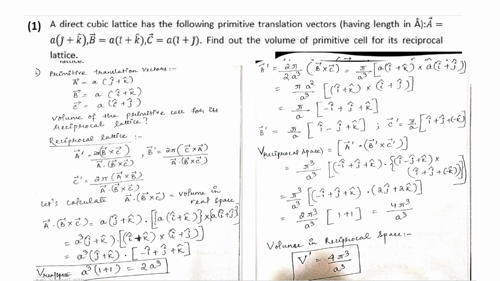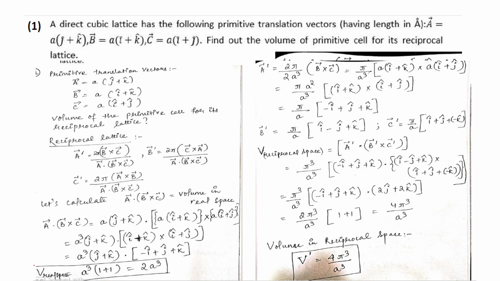So the first problem: a direct cubic lattice has the following primitive translation vectors, having length in angstrom. A is equal to a j plus k, b is equal to a i plus k, and c is equal to a i plus j. Find out the volume of the primitive cell for its reciprocal lattice.